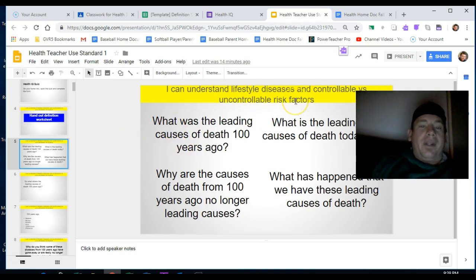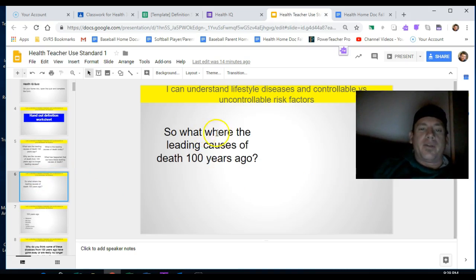First question is, what is the leading cause of death? Or what were the leading causes of death from 100 years ago? And then down below that, why are the causes from 100 years ago no longer leading causes? So those two relate to each other. And then in regards to today, what is the leading cause of death now? And then what has happened in the last 50 years, really, to cause these new leading causes of death? So we'll get into those.